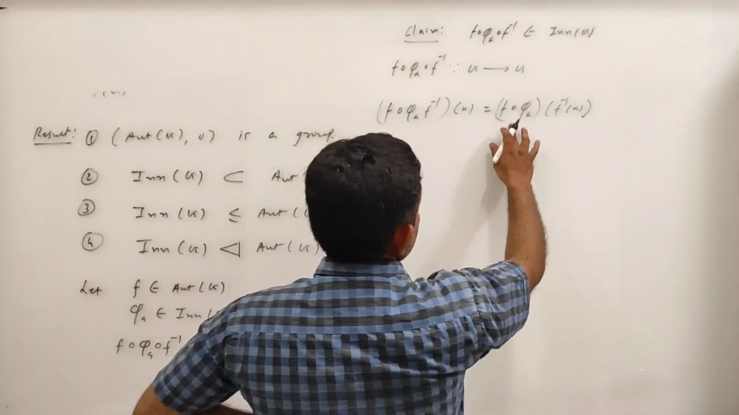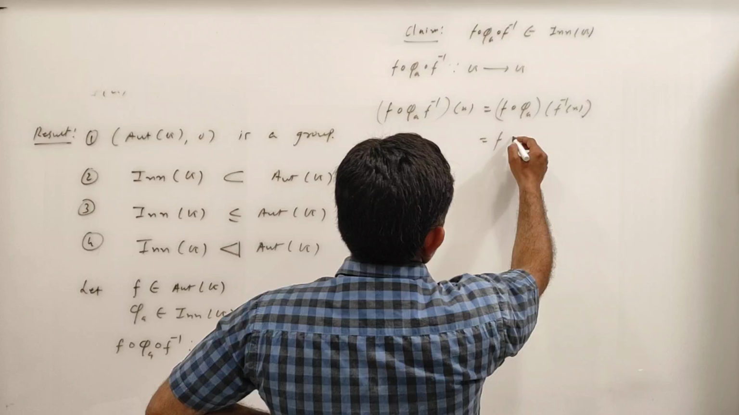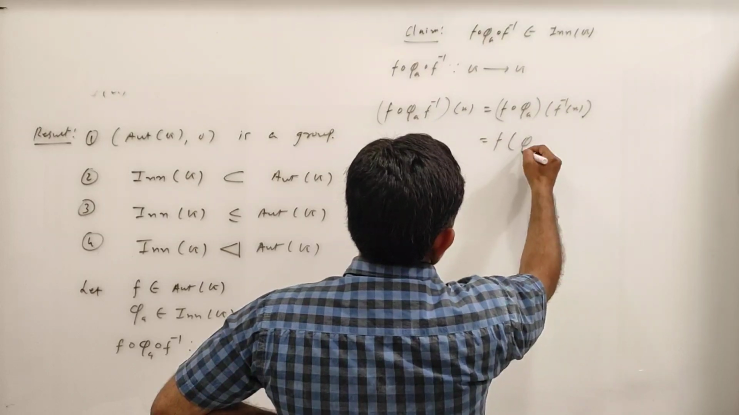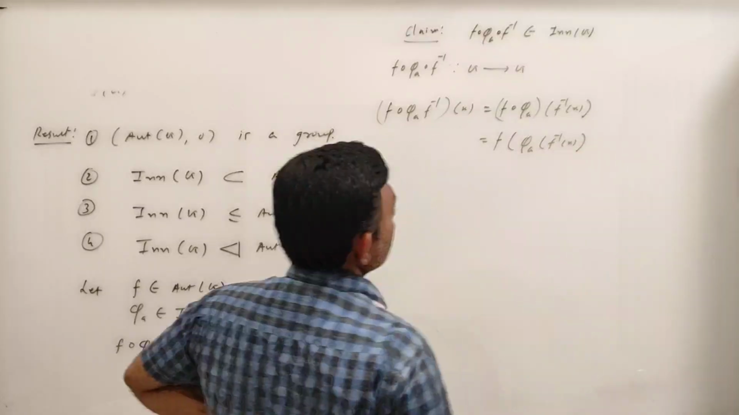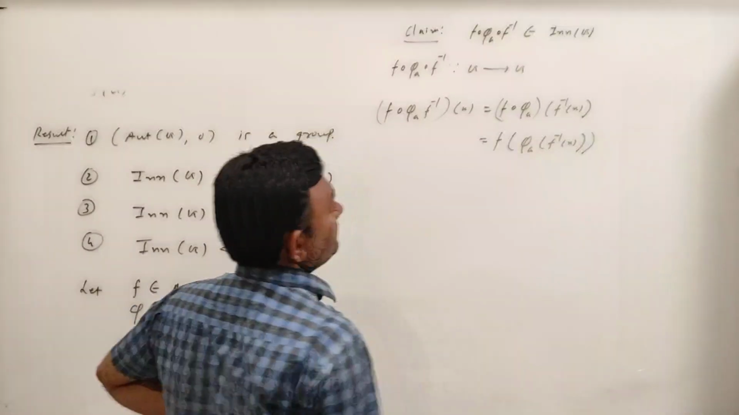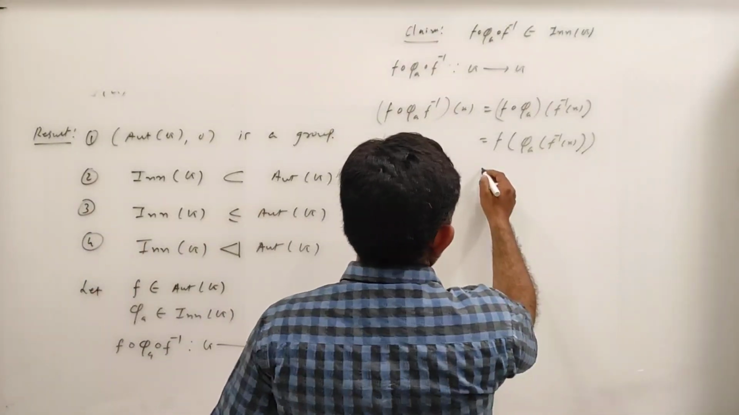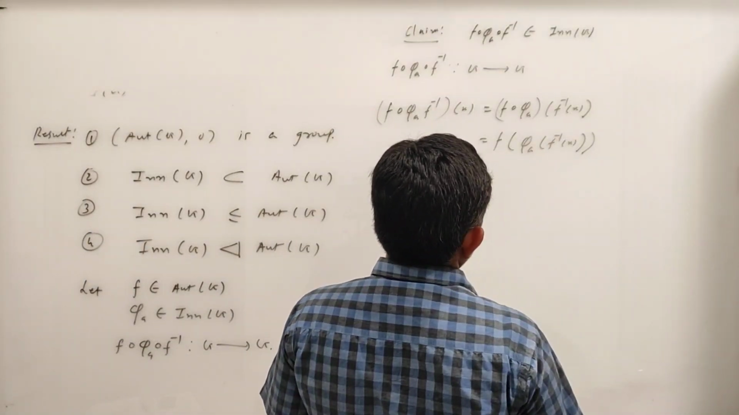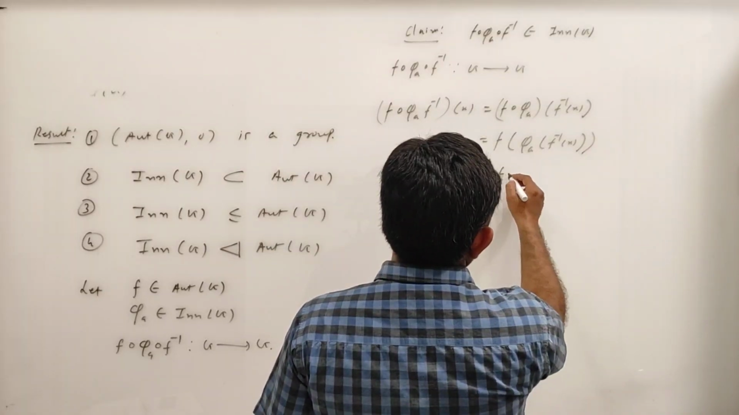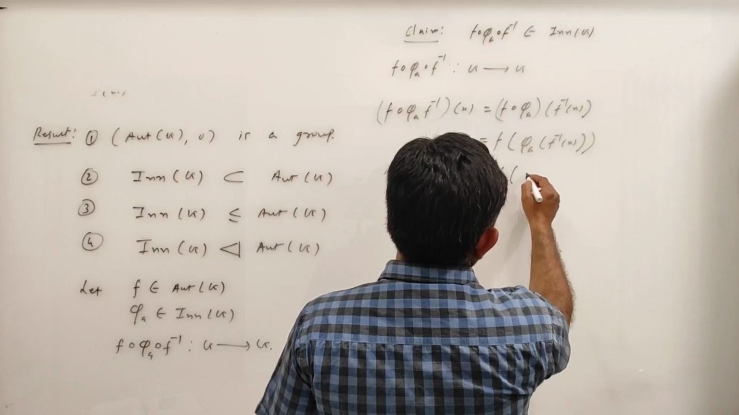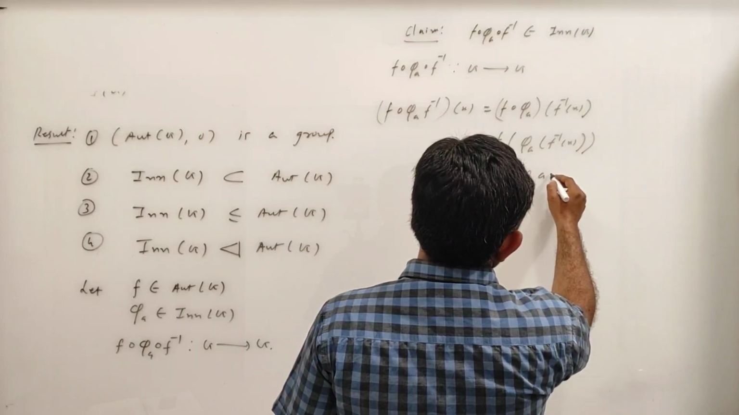And what is the definition of this one? It is F at phi A at F inverse X. Correct? And what is the definition of this phi A? It is F at phi A F inverse X.